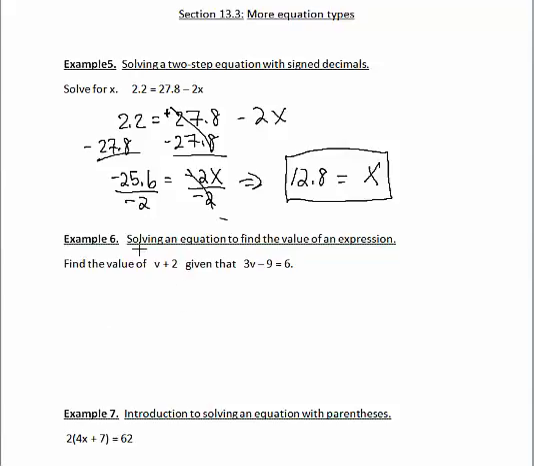Example 6, you have to read it carefully, but we are given an expression and we want to evaluate that. What is the value of v plus 2? Well, we don't know what v is. We need a number to place in there so that we can add 2 to it. Well, to find that number, we need to solve this equation. So this is sort of a two-step problem. First we solve the equation and find v, then we insert v into v plus 2, and we will then know the value that they're looking for.